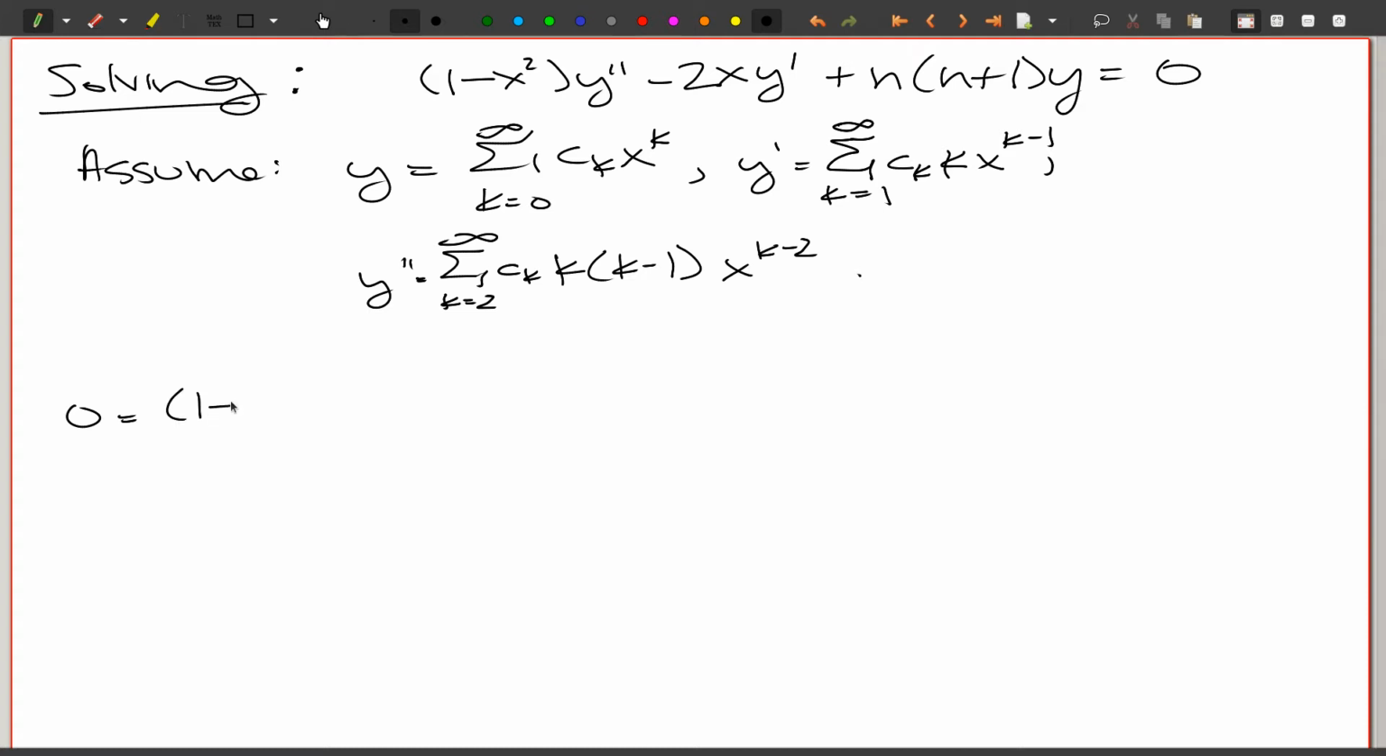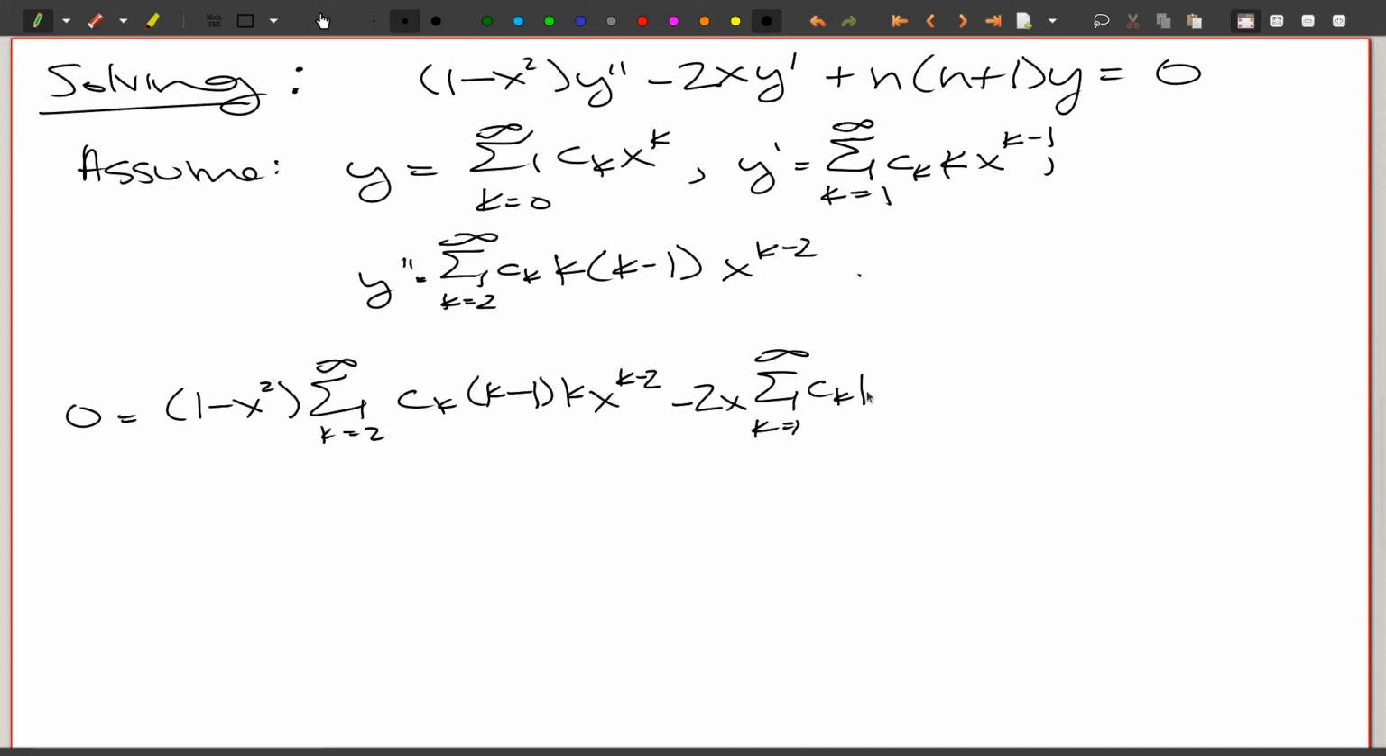So we're going to have 0 is equal to 1 minus x squared times y double prime, so the sum from k equals 2 to infinity c sub k times k minus 1 times k times x to the k minus 2, minus 2x y prime, the sum from k equals 1 to infinity c sub k times k times x to the k minus 1, plus n times n plus 1 times y, so the sum from k equals 0 to infinity c sub k x to the k.